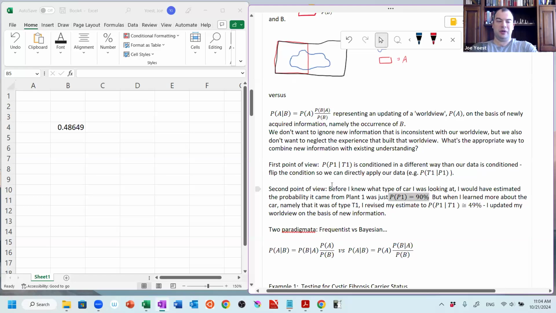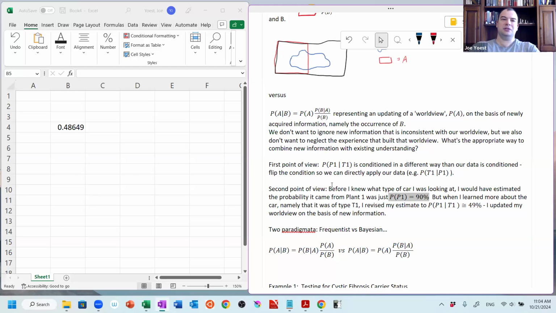Well, I know that plant one makes a bunch of cars, plant two doesn't make many cars. So I know that of all cars, plant one produces 90%, plant two only 10%. If I don't know what kind of car it is, I would say the probability this car came from plant one is 90%. I have no more information about this car other than it's the make of car that comes from these two plants. It's a Ford or whatever. And it came from one of these two plants at this proportion.